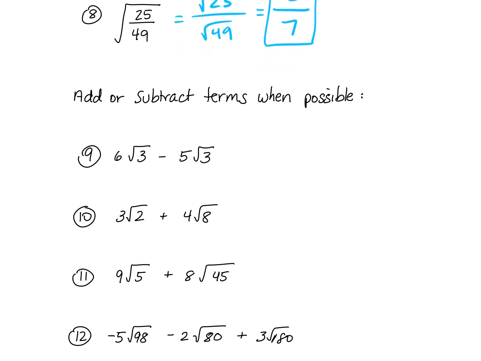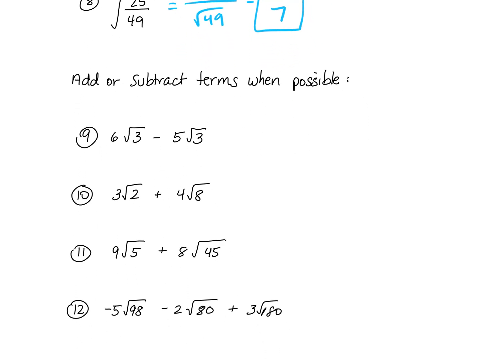All right, for 9 through 12, we're adding or subtracting when possible. So in order to add or subtract square roots, we need the square root to be exactly the same. If they're not the same, we can't add them together. So for number 9, our radicals are exactly the same, so we just subtract the coefficients. What's 6 minus 5? 1. So we'd have 1 square root 3. So the radical part stays the same in our answer.